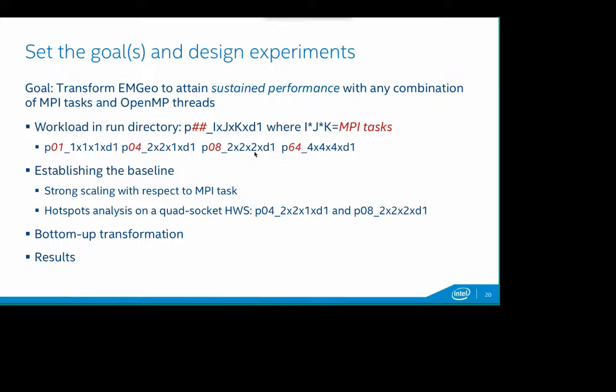The workload was well classified into different directories with a name. There's a P number of MPI, IJK indicating the data distribution. And the last number is supposed to be the data parallelism you talked about. So EMGO can use one data point or multiple data points. At this point, we will also be discussing what the best way to do that is, but that's another topic and we are not going to touch it. So there are four directories we have to deal with. One means one MPI, 4 means four, and so on. And clearly, it indicates how the structured data is partitioned.